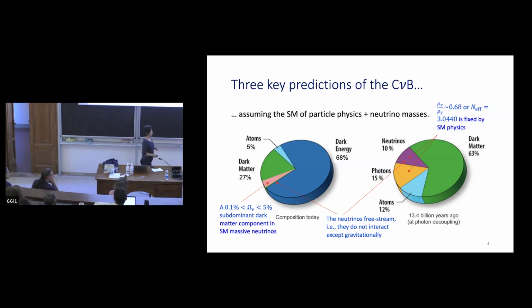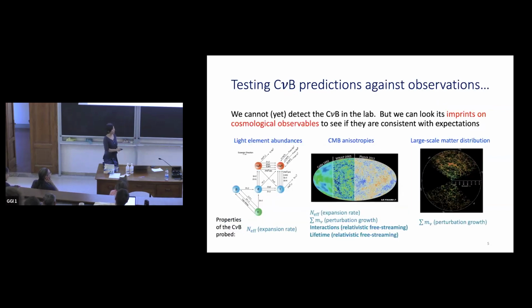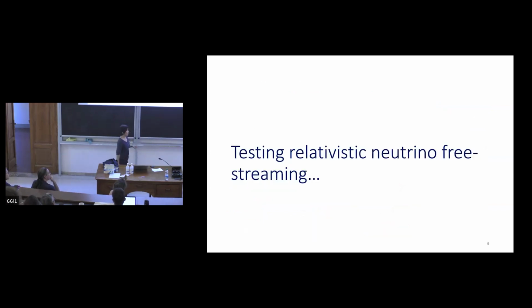Yet another thing that you probably hear less about is testing the free streaming property of these neutrinos. In other words, these neutrinos are not meant to interact with anything, or with themselves. The only kind of interaction they have is gravity. This is something you can try to see if it's true or not in cosmological data, using the three pillars of cosmological observations. For the test of free streaming, you want to look at the imprint of free streaming on the CMB anisotropies.